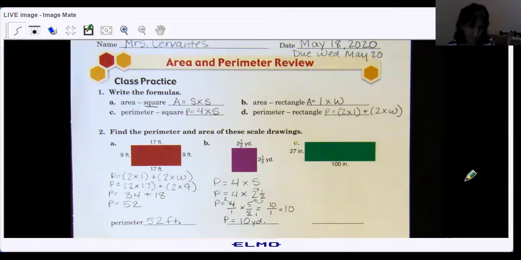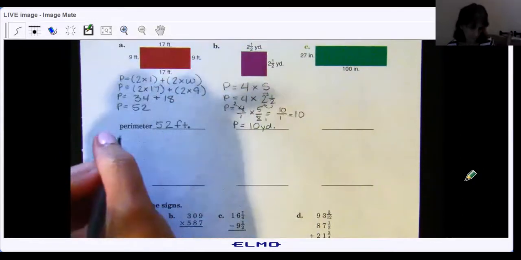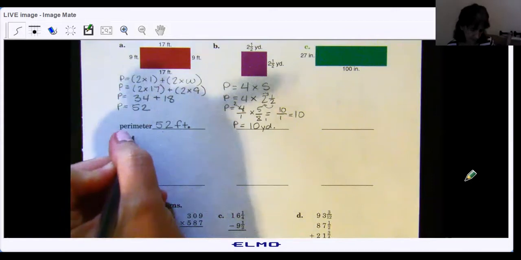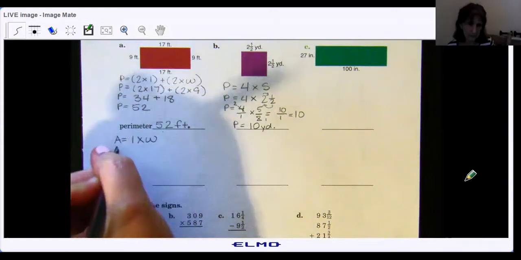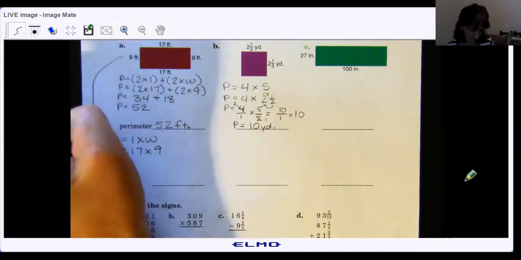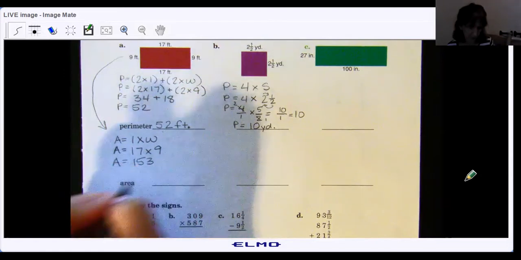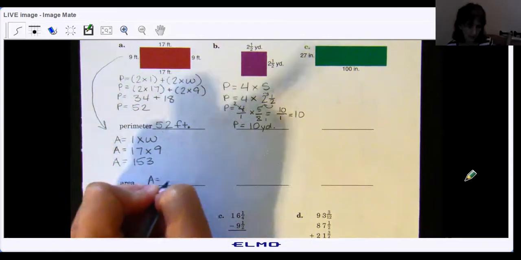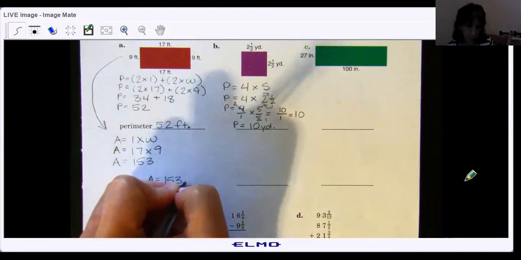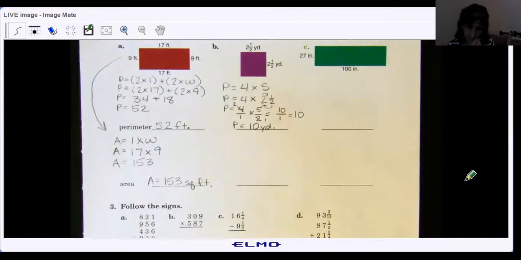All right, area of the rectangle, that one rectangle up there. So area equals length times the width. We're still doing the rectangle. Area equals 17 times 9. Area equals 153. So down in your answer, you're going to put 153 square feet. Square feet, because you're multiplying, square. Remember we counted up all those squares.